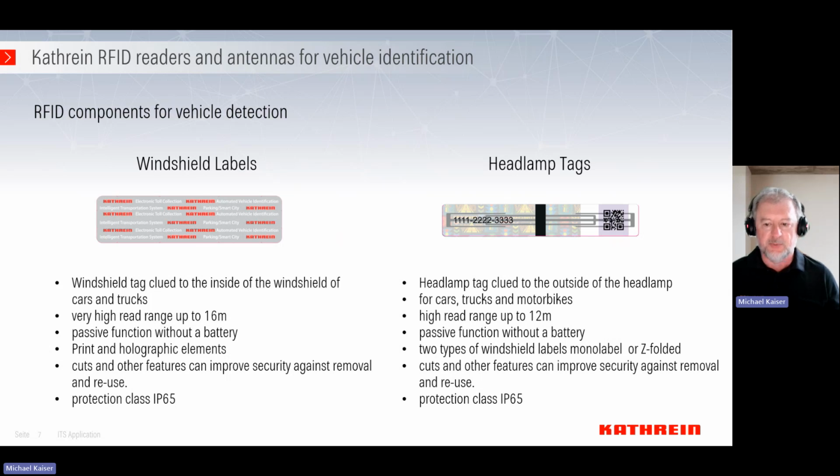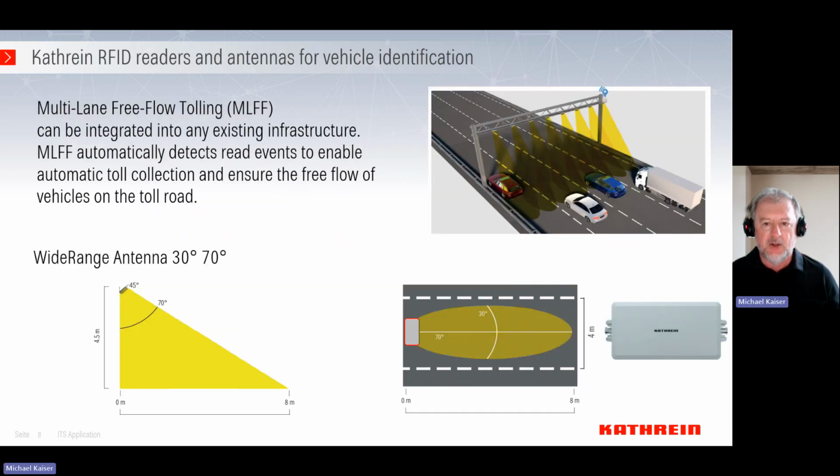We have different types of windshield labels for mono label and set folded. If you need some, let me know. And also here we have these cuts to prevent the device from being removed from the headlamps and reused. Again, also here we have a protection glass IP65. So you have seen we have all the components to be handled in the different applications.